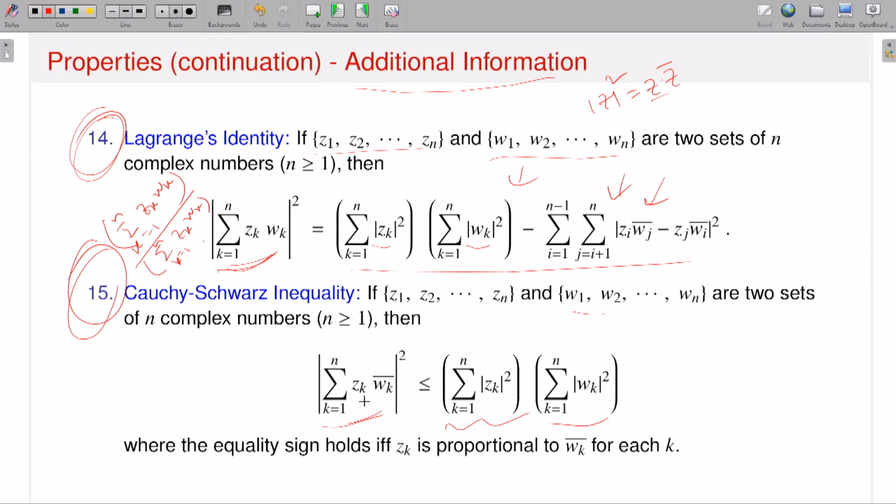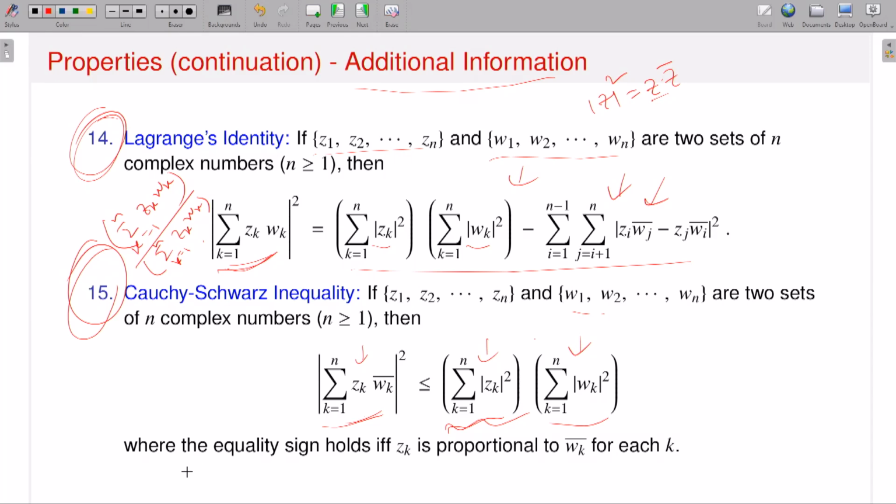Individuals means, sum of the product means I have two sets of complex numbers Zk and Wk, right? So I am estimating this sum of the product by individuals, that means by Zk's and Wk's separately. Here this is actually implicit, but here in the right hand side it is explicit in terms of Zk and Wk. So that is called Cauchy-Schwarz inequality. Okay, so here of course this is inequality.